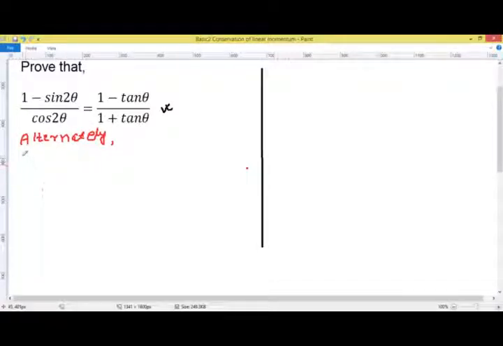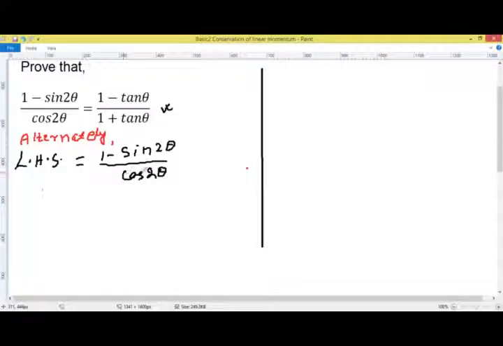So I'm taking the LHS first of all, and it is 1 minus sine 2 theta upon cos 2 theta. At this point I will convert everything either in terms of sine theta or cos theta from this LHS, and I will do the same thing from the RHS as well. So let's convert that in terms of sine theta. You can try converting everything in terms of cos theta itself. That will also be possible here.